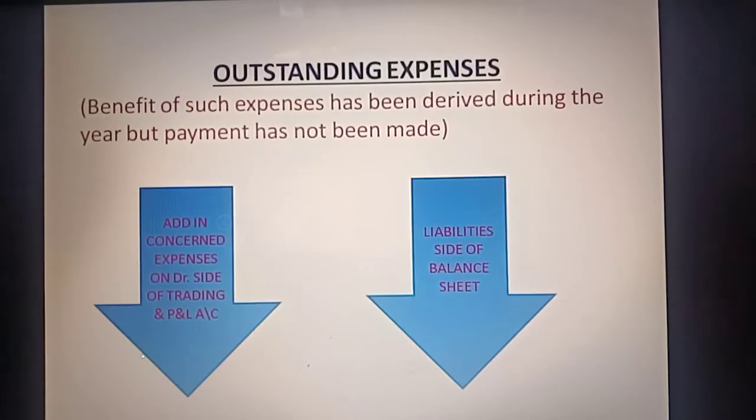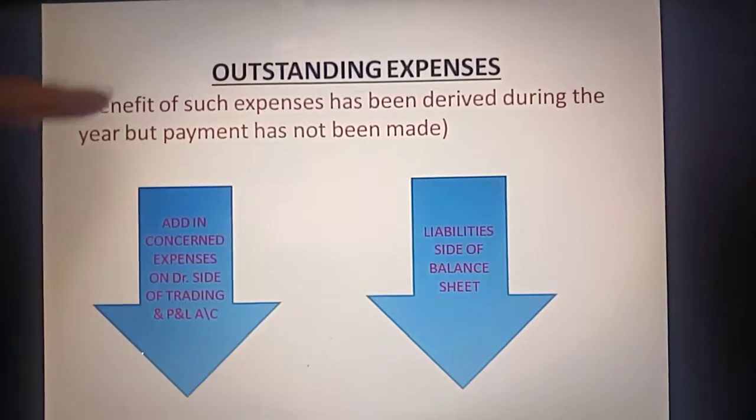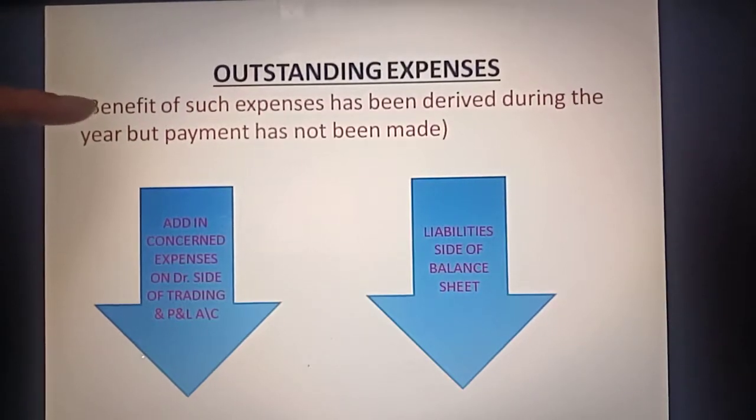The next adjustment is outstanding expenses. See, outstanding expenses are those where the benefit of such expenses has been derived during the year, but payment has not been made. These are the expenses which have been incurred during the year but have been left unpaid on the date of preparation of final accounts. In other words, the benefit of such expenses has been derived during the year but the payment of which has not been made.